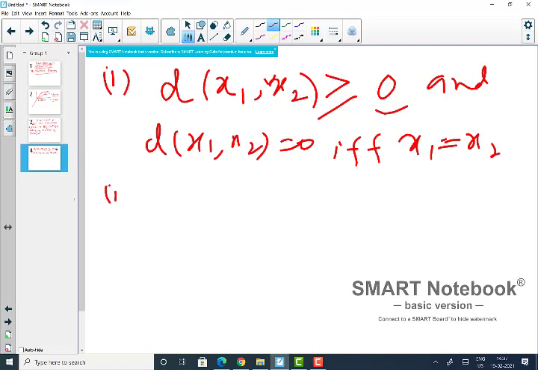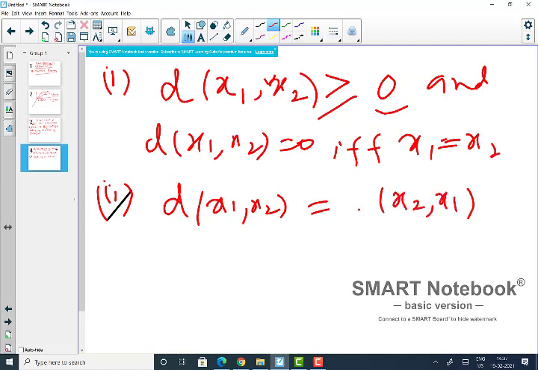Number 2 is that this map has the symmetric property. What does that mean? That means d of x1, x2, the distance from x1 to x2 and the distance from x2 to x1, are the same.